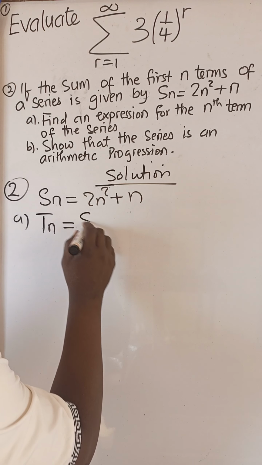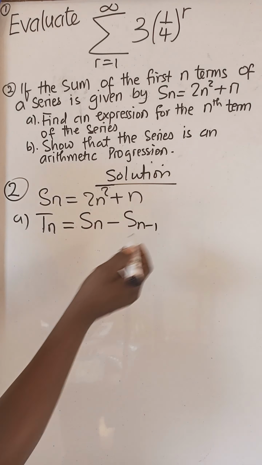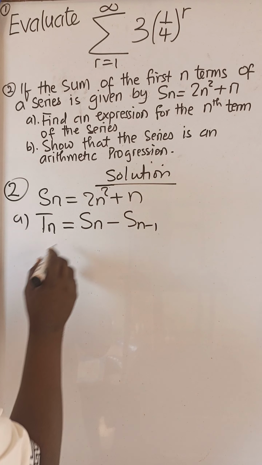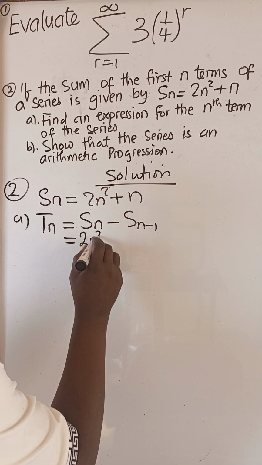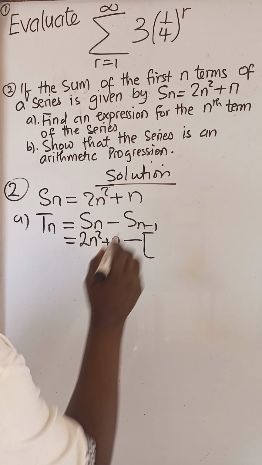That relation is always given as Sn minus Sn minus 1. It's always like that. All right? This is the nth term of the series. So we know Sn is given up there. So 2n squared plus n minus, now what is Sn minus 1?